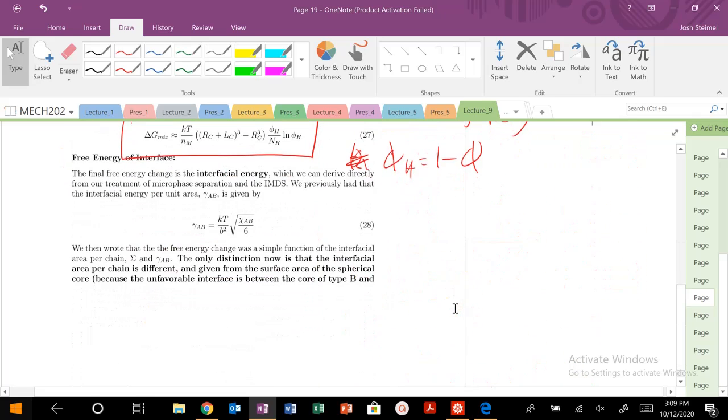So next time we're going to get into calculating the free energy of creating that interface.